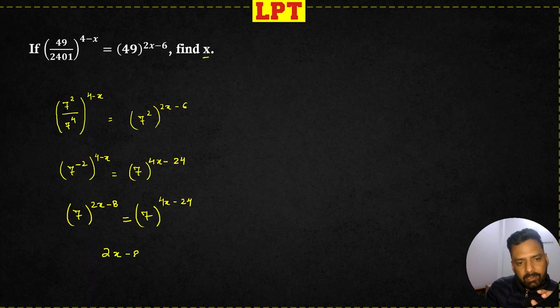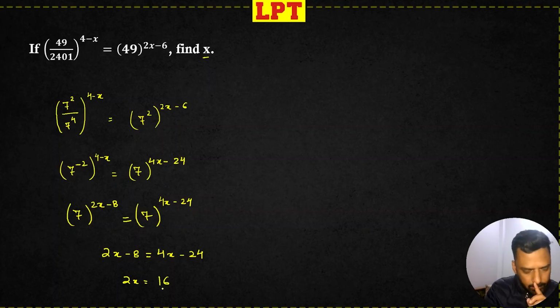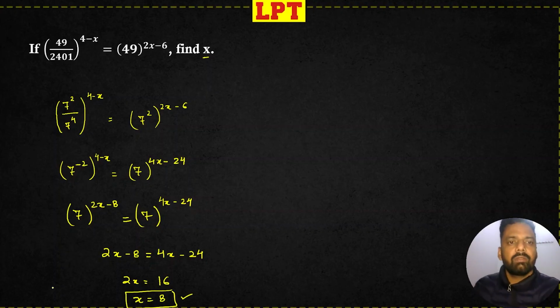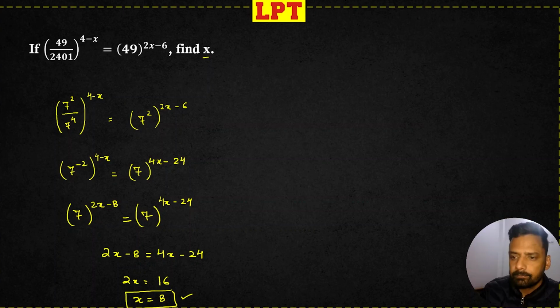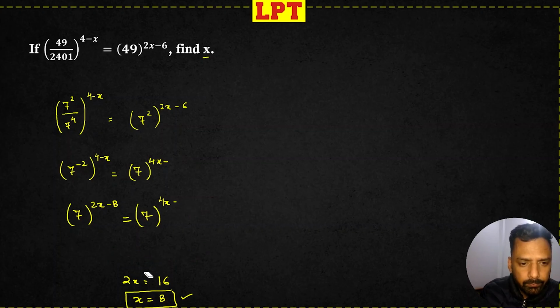2x minus 8 will be equal to 4x minus 24, right? Moving 2x this way, this 2x will remain, 24 minus 8, that is 16. x comes out to be 8. For this equation the value of x has to be 8. Right, mistake over here, it should not be 24.